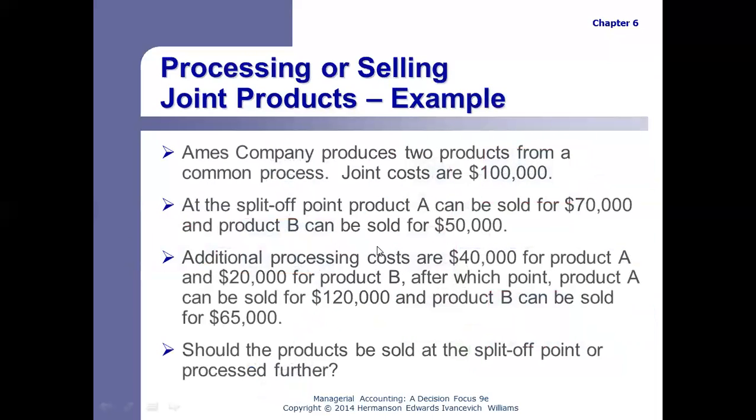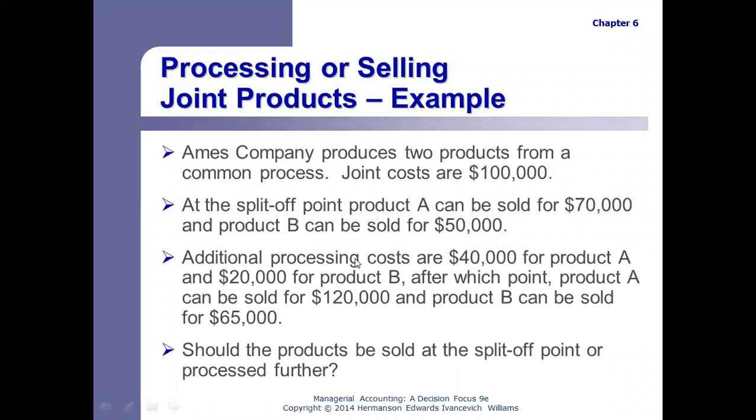Okay, so let's look at an example of that. Ames Company produces two products from a common process. The joint cost, the cost of getting it to the split off point, is $100,000. At that split off point, product A can be sold for $70,000 and product B can be sold for $50,000. So if we didn't want to do anything more and just wanted to sell right now at the split off point, we could sell A for $70,000 and B for $50,000.